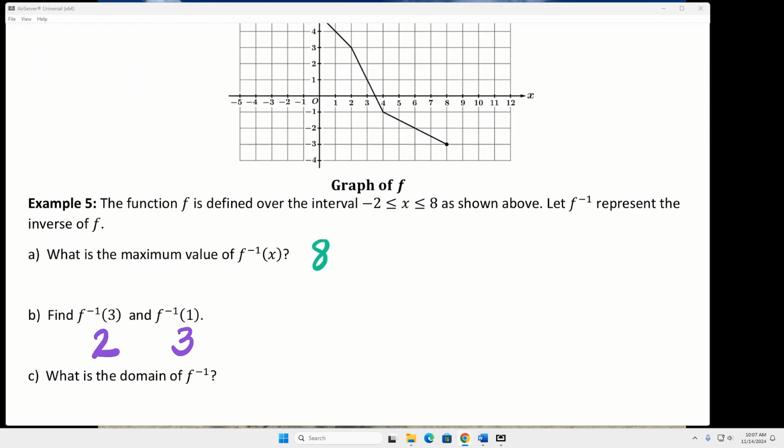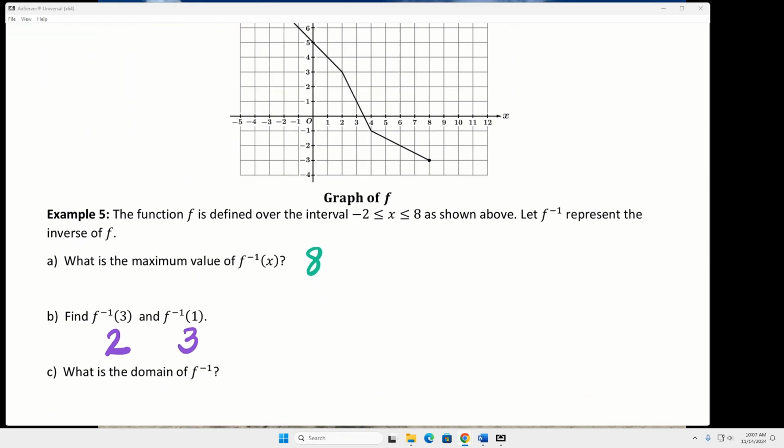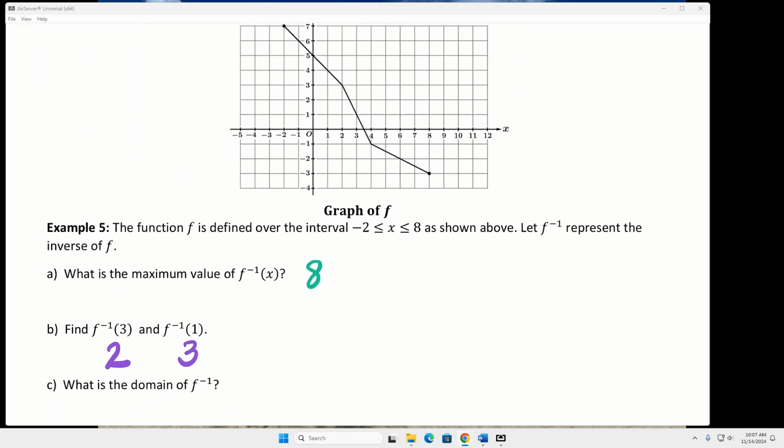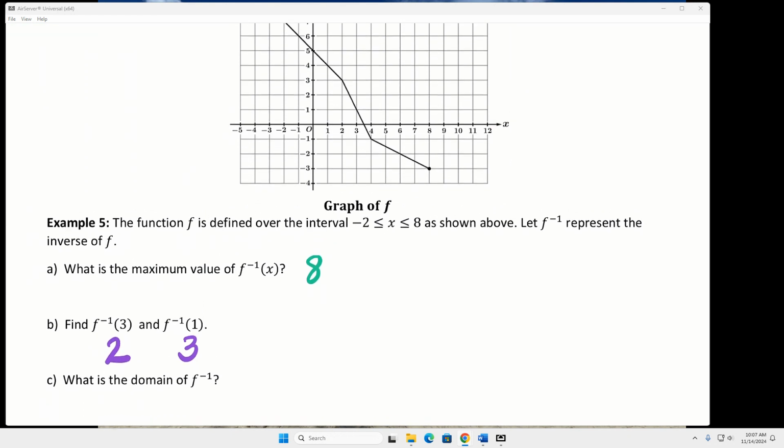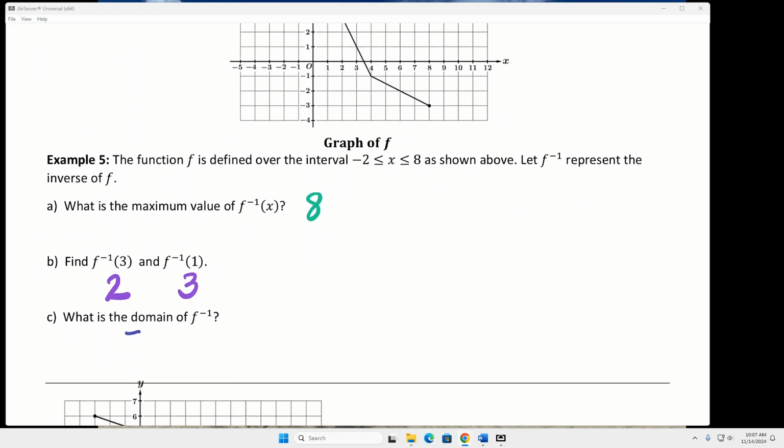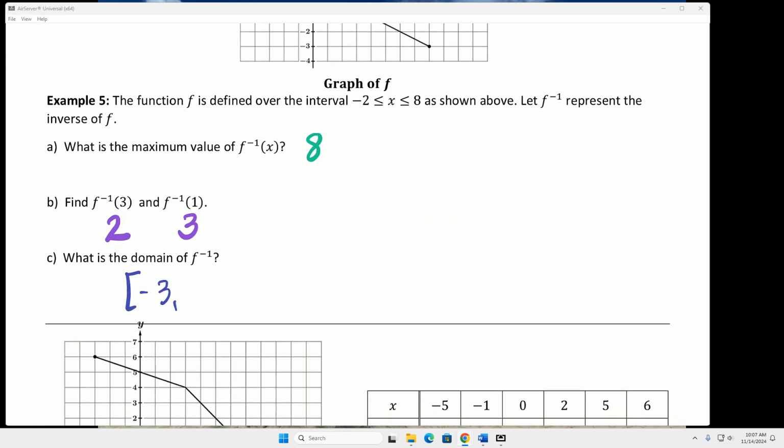All right, and then this last one, we want to find the domain of f inverse. What should it match up with from f? The range. So we'll just do the range. The lowest y value is -3. The highest is 7. Now, if you go to do these problems on the test and you get really confused, you can always draw the inverse graph if you want to, and then answer questions using it.